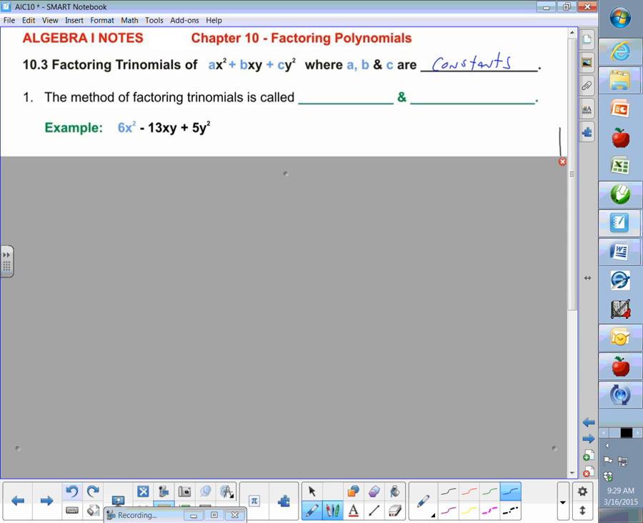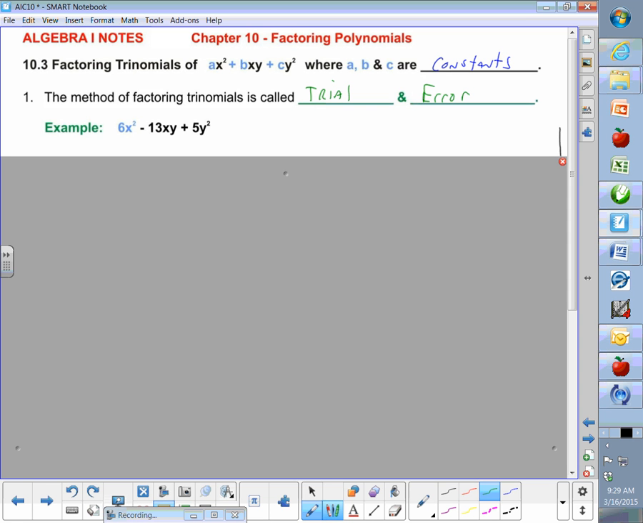The method of factoring trinomials is called, class, trial and error. Again, is it any big deal that you know the name? No, except for the fact that it triggers your brain on the method that you're using to solve it. And so that's where the value is. It's going to trigger your brain concerning the method that you're going to use to solve it, right? That's really the only big deal about knowing the name of it.